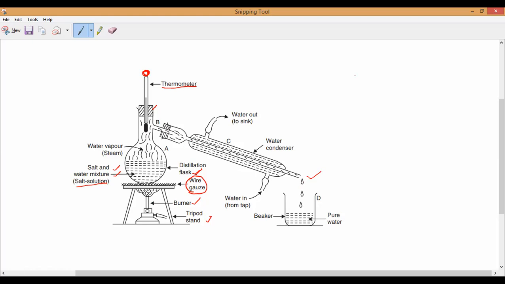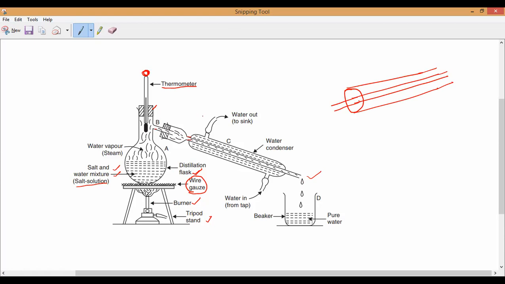Now this condenser is like an outside pipe which contains a smaller pipe inside it. It is a ring-like structure. This is the pipe which is connected to the distillation flask. Through that, water vapors are flowing.